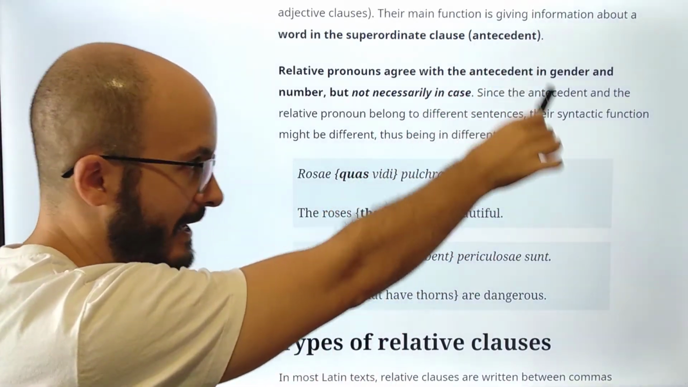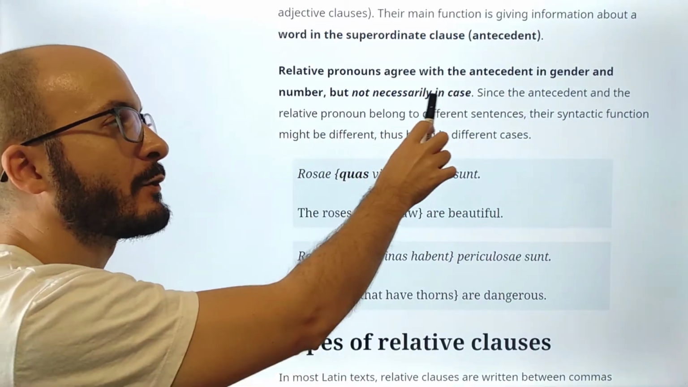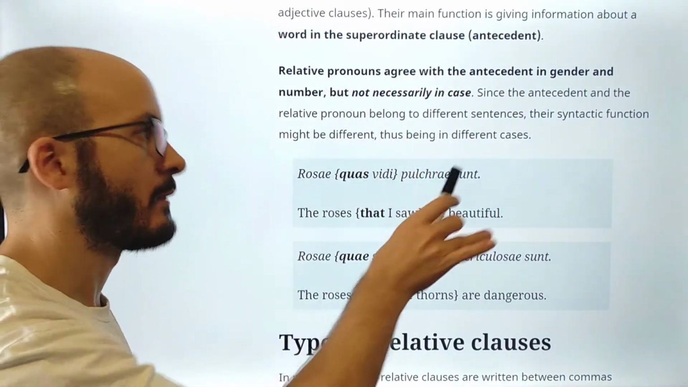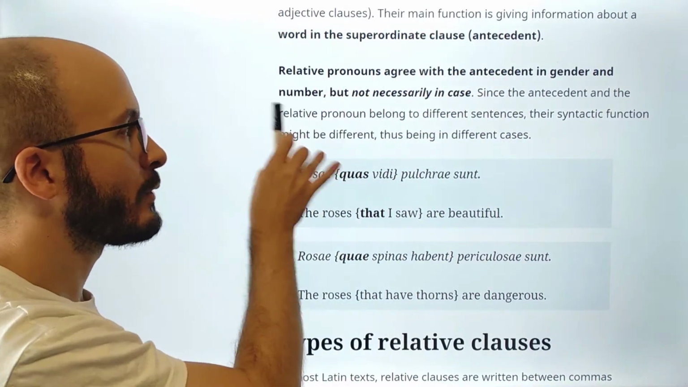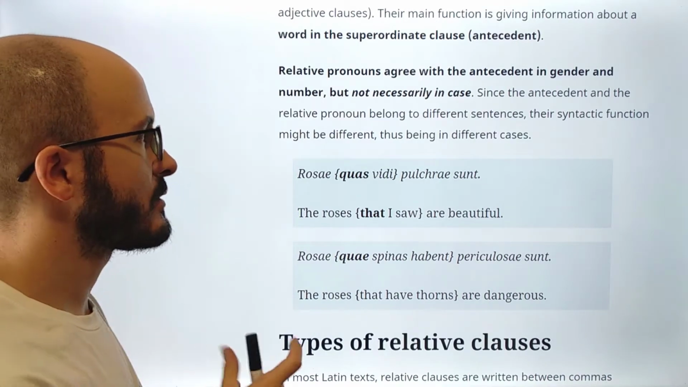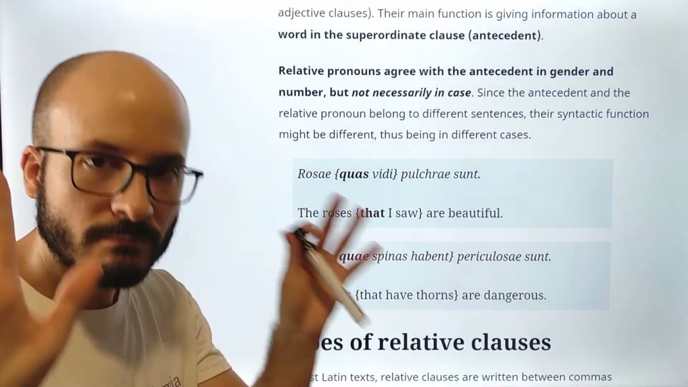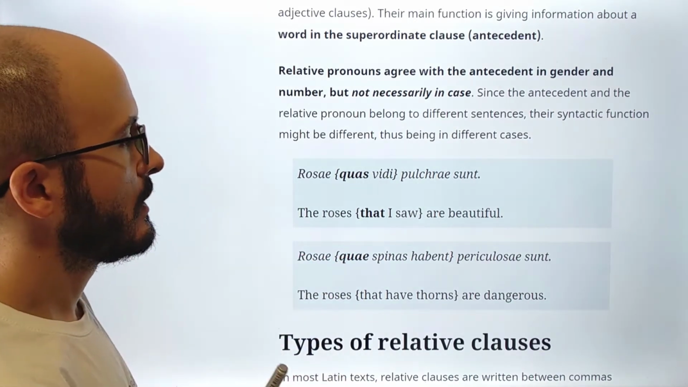So yes, they agree in gender and number, but not necessarily in case. Now, since the antecedent and the relative pronoun belong to different sentences, their syntactic function might be different, thus being in different cases. Okay, we are going to see it with the examples.